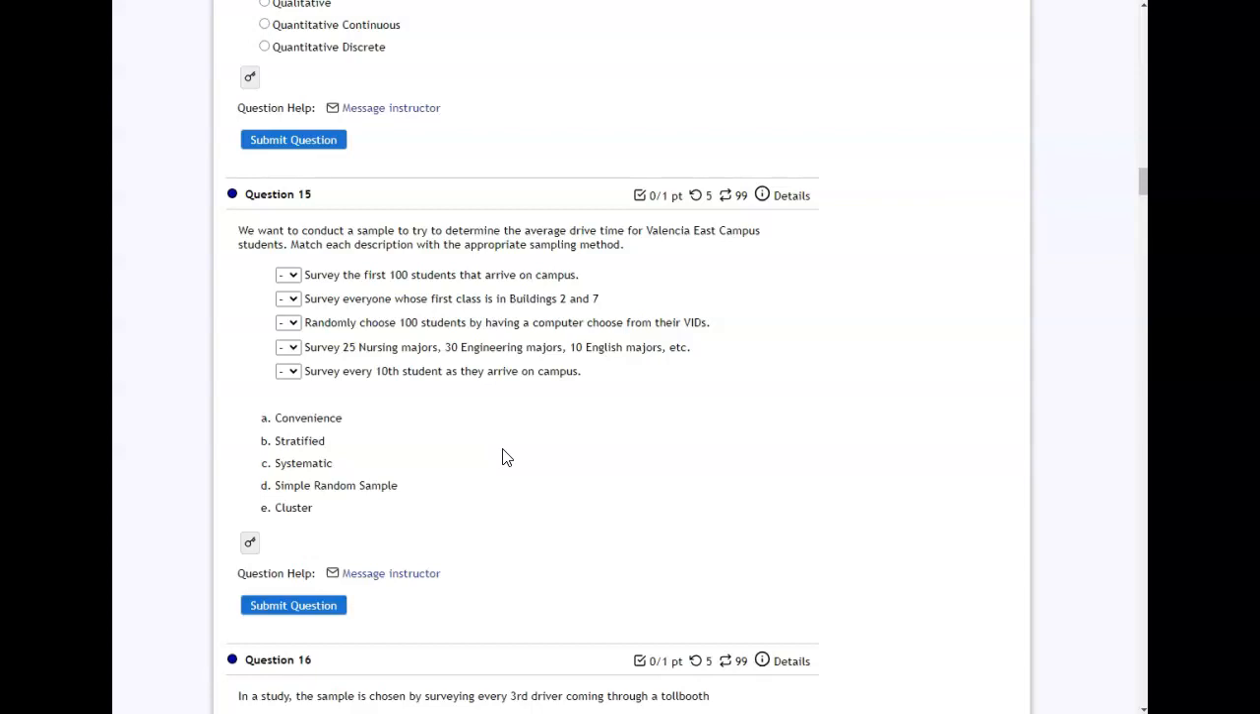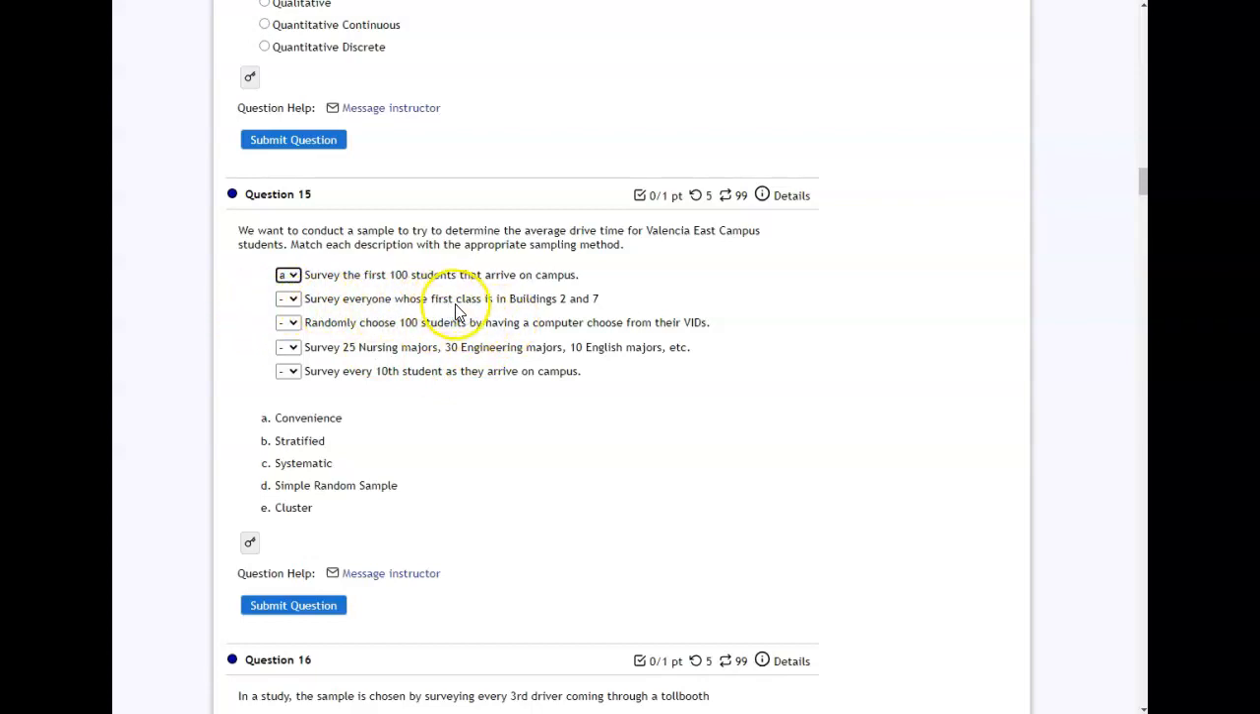Number 15, you're labeling what type of sample it is. So make sure you know the difference between convenient, stratified, systematic, simple random, and cluster. So a survey, the first 100 students that arrive on campus, that's going to be just a convenient sample because it's just the easiest one to do.